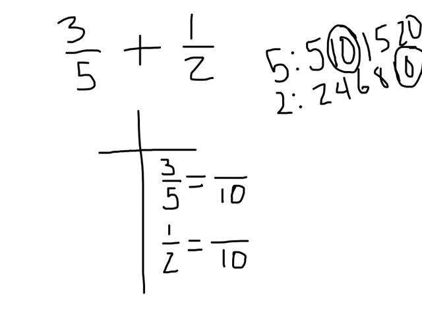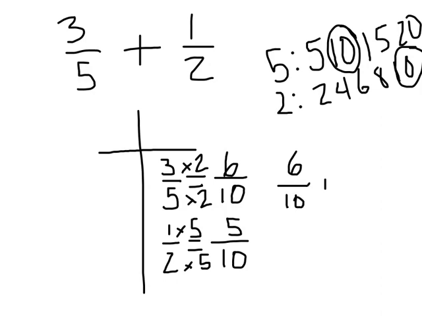Now, I need to change each fraction so that it's an equivalent fraction with a denominator of 10. When I multiply 5 times 2, I get 10. What's my new numerator? 3 times 2 is 6. When I multiply 2 times 5, I get 10. What's my new numerator? 1 times 5 is 5. Now I can add my fractions. What's 6/10 plus 5/10? It's 11/10. I'm not quite done with my problem yet.